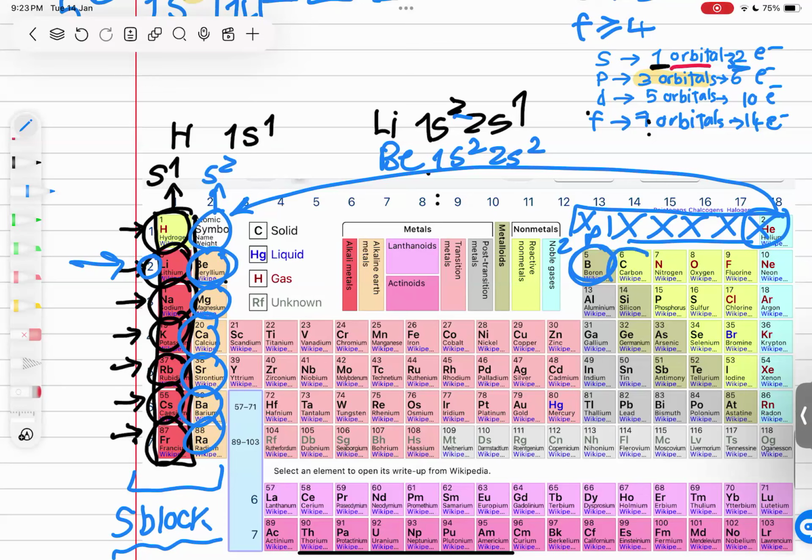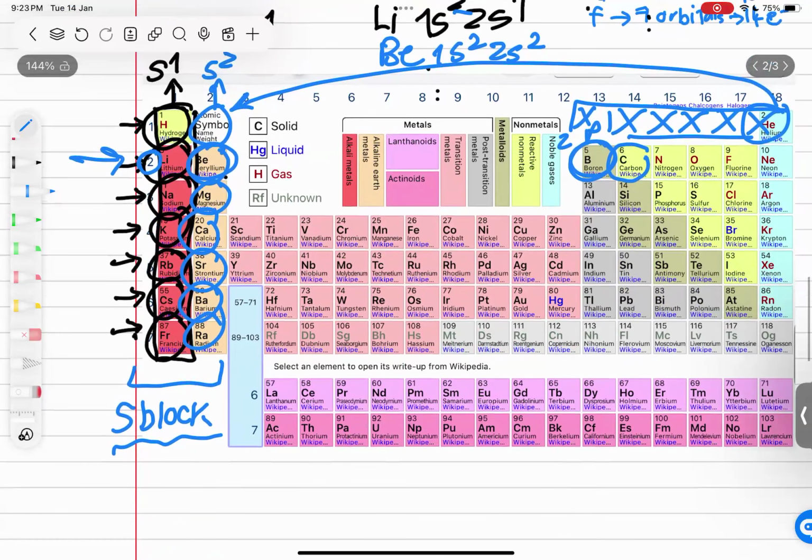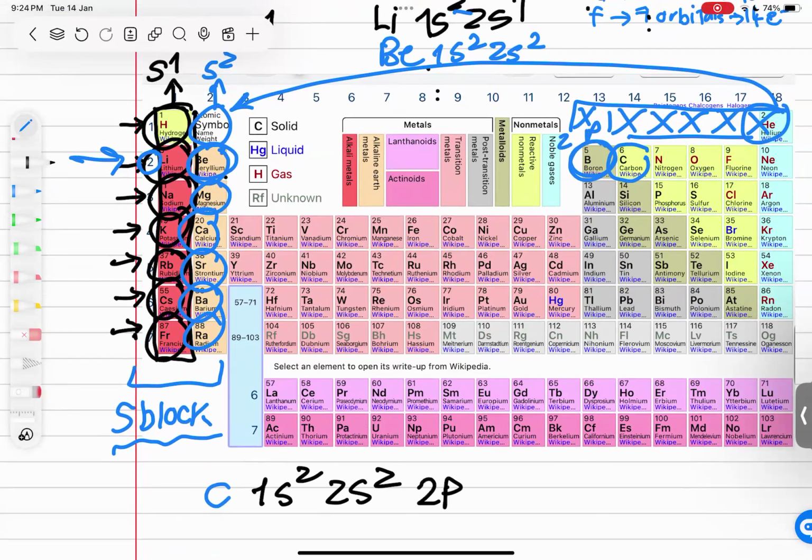So what is the configuration of carbon from the periodic table? Let's go with the 1s2, let's carry the pen. 1s2, 2s2. Shall I stop? No, continue. And then 2p2. Very good, 2p2.